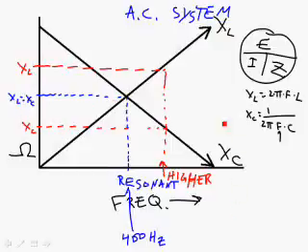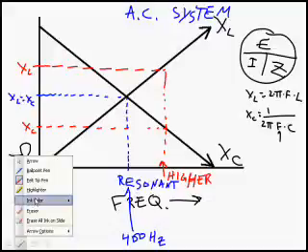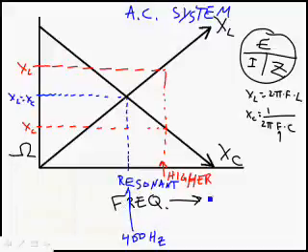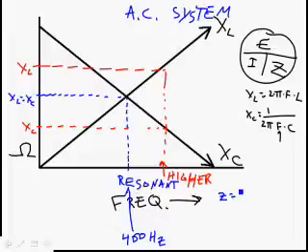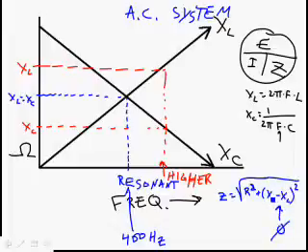In that case, at that resonant frequency, Z equaling the square root of R squared plus XC minus XL squared, this value right here was 0. They canceled each other out. So effectively, Z equaled R. So Z is at its lowest. At a resonant frequency, Z is at its lowest.